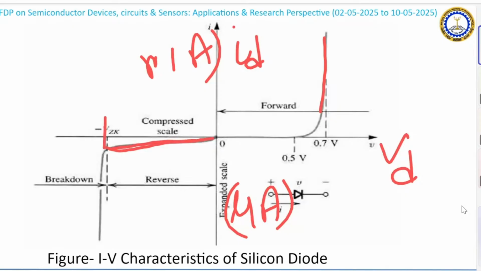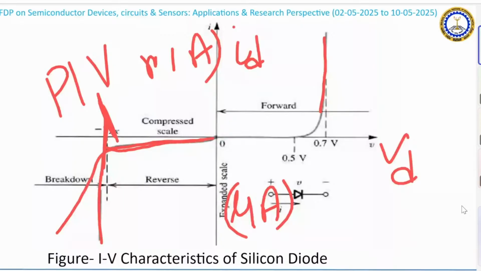In case of the Zener diode, this is the Zener breakdown, after which we will be using it in voltage regulation. And in case of avalanche breakdown, this is actually the avalanche breakdown. Avalanche breakdown is to be avoided. There is the PIV rating, and that PIV rating is nothing but this breakdown voltage. This PIV rating we need to avoid. In the reverse bias, we have to make sure that we are not applying much more reverse bias than the rating.